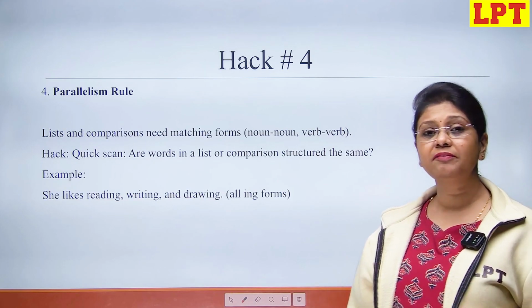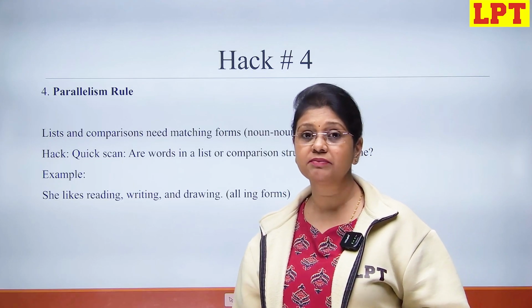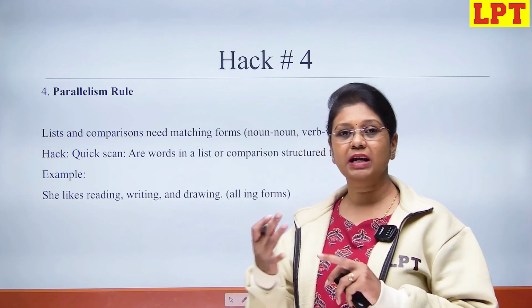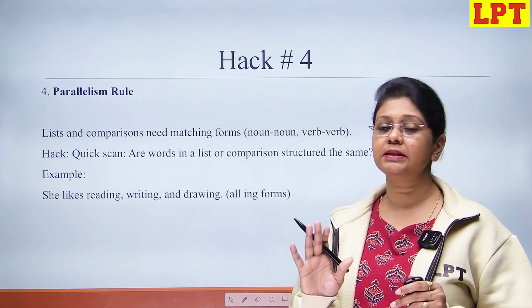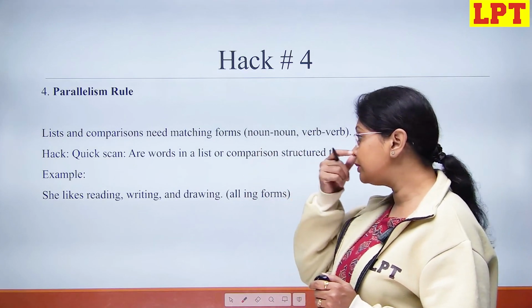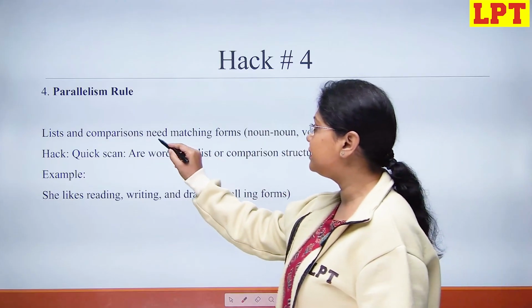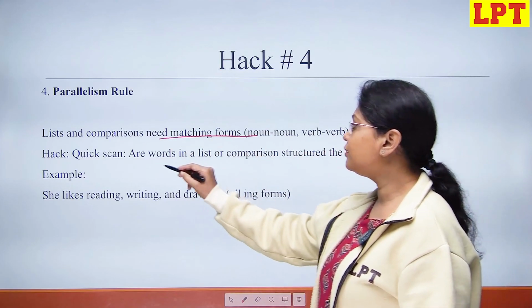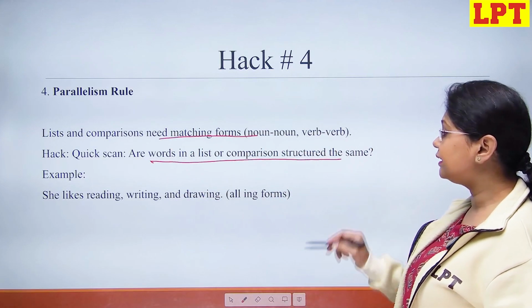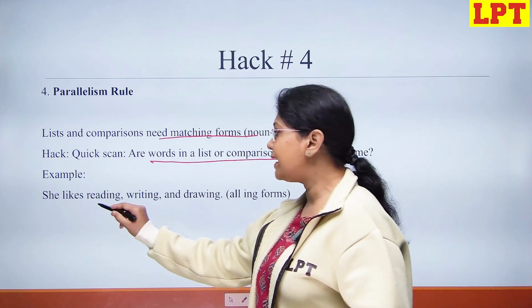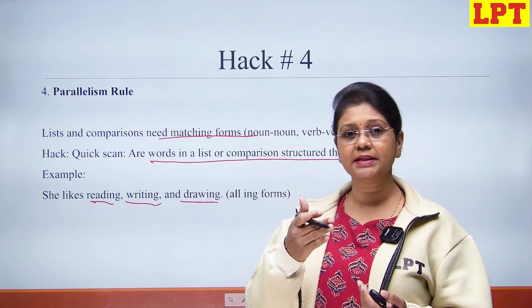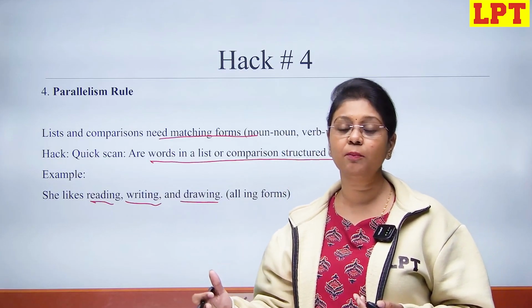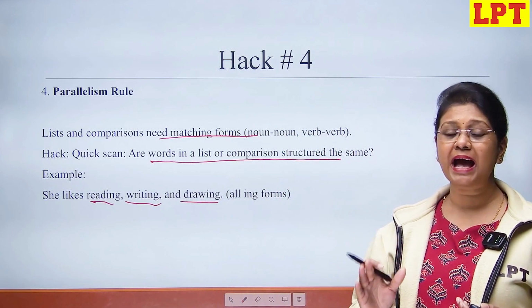Parallelism rules. Modifiers and parallelism are of course very important rules for you, because along with subject-verb agreement, these three topics form most of the questions in IP Math. The parallelism rule states that lists and comparisons need matching forms. Are the words in a list or comparison structured the same? Just remember, "She likes reading, writing and drawing" all follow the same structure, that is the -ing form. So remember that parallelism has to be taken care of.